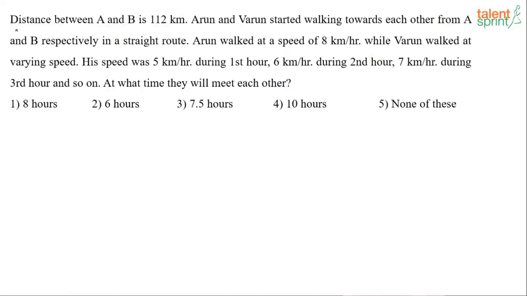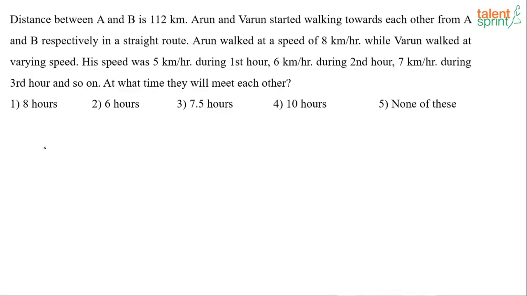Alright, so let's take it up. Let's see what happens. Here we go. So the question is interesting. It says distance between A and B is 112 kilometers. Arun and Varun started walking towards each other from A and B respectively in a straight route. Arun walked at a speed of 8 km per hour, while Varun walked at varying speed. His speed was 5 km per hour during the first hour, 6 km per hour during the second hour, 7 km per hour during the third hour, and so on. At what time will they meet each other?